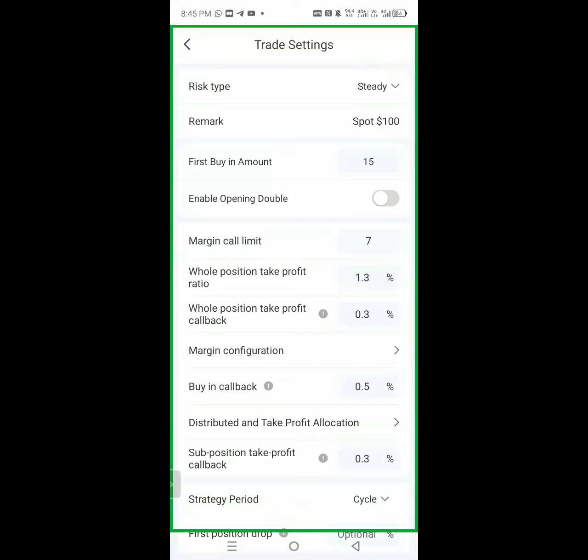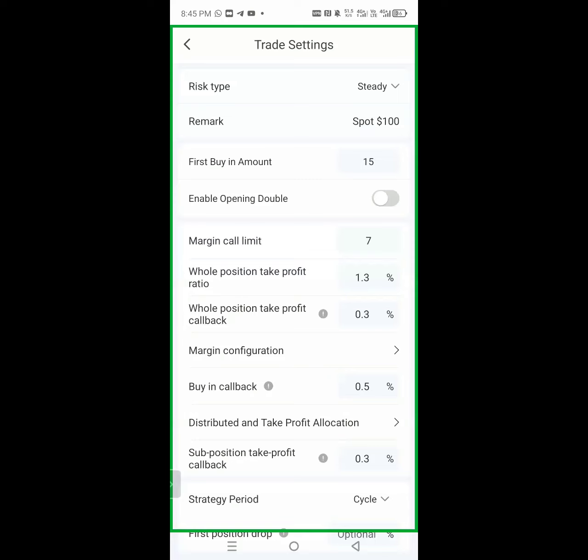Your first buy-in amount is the amount of USDT the robot will use to buy that coin immediately you start the trade. So it will now keep the remaining $85 in your exchange, your Binance, Bybit, and the rest.